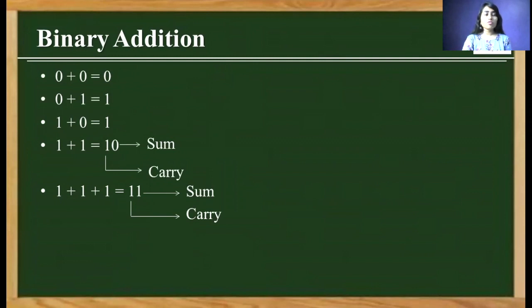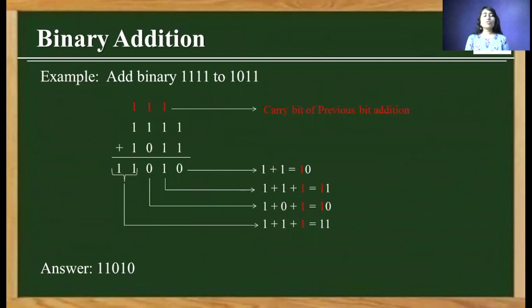But if we have 4-bit, 8-bit binary numbers, then how will addition be done? So let's take one example of 4-bit binary addition. Here we have an example in which we have to add 1, 1, 1, 1 to 1, 0, 1, 1. Here the detailed process is given. 1 plus 1, we have a 0 and a carry bit over here. 1 plus 1 is 1, 0. Here 0 is the sum and 1 is the carry.